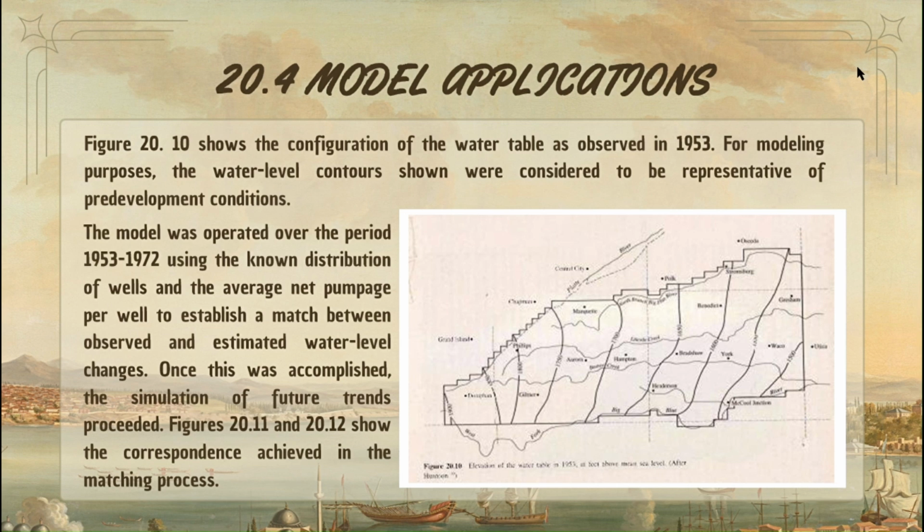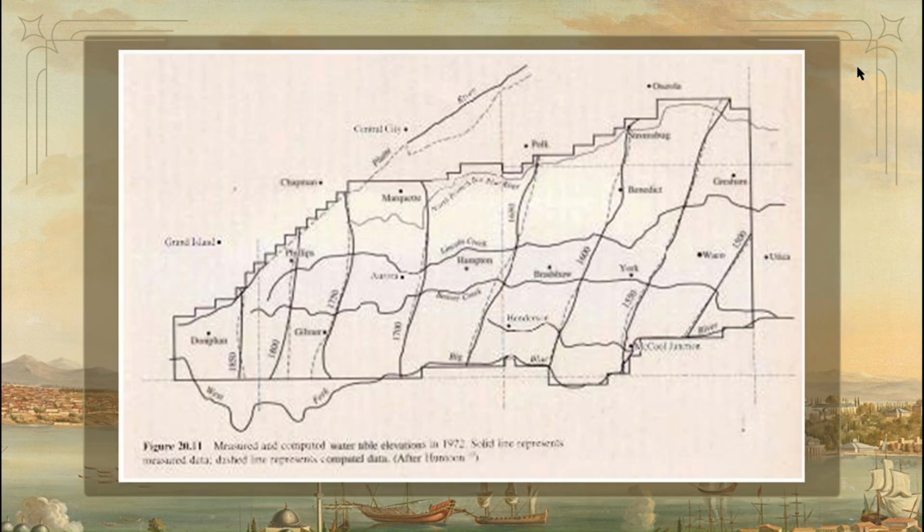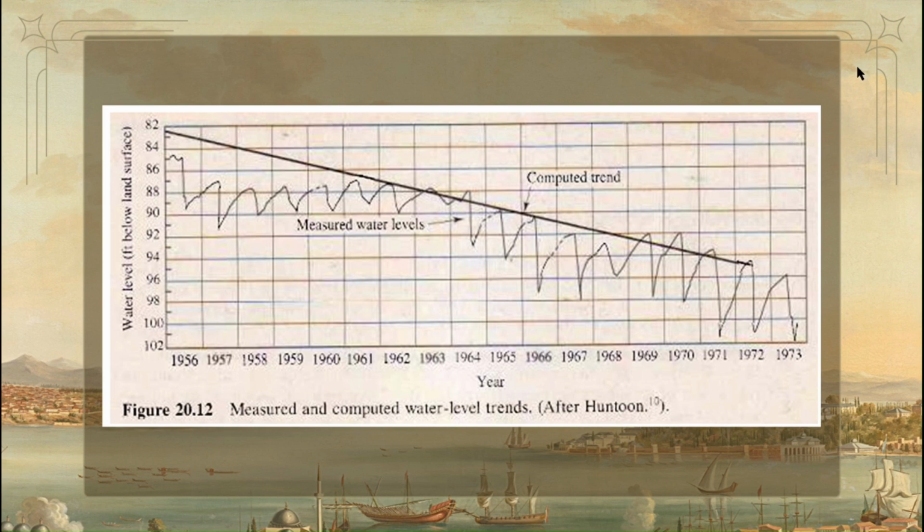The model was operated over the period 1953 to 1972, using the known distribution of wells and the average net pumpage per well to establish a match between observed and estimated water level changes. Once this was accomplished, the simulation of future trends proceeded. Figures 20.11 and 20.12 show the correspondence achieved in the matching process. Ito po yung mga figure na yan. This is 20.11 and this is 20.12.